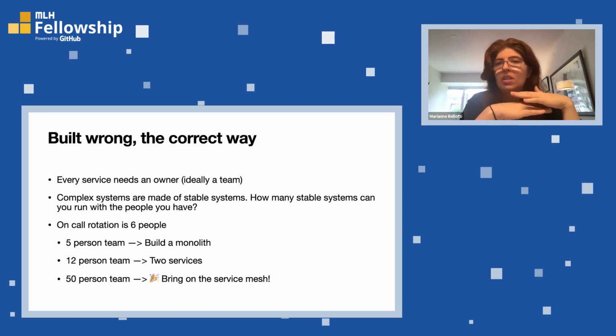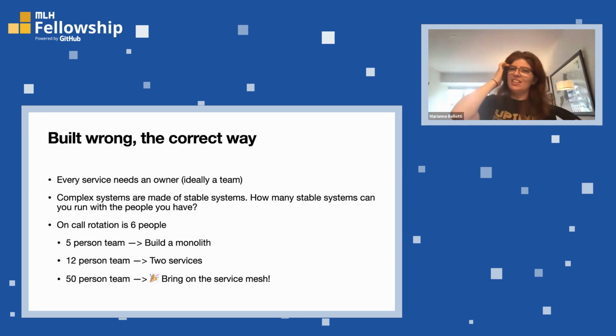If you have a 5-person team, then you're probably going to want to build something that's very tightly coupled and looks like a monolith, because you only really have one stable system that you can maintain. If you have a 12-person team, then you might want to split that up into 2 services, because now you're a little bit bigger. If you have a 50-person team, then now you can start to bring all these complex things like service meshes and all the trappings of distributed computing to the mix, because you actually have the staff on hand to really maintain that and organize it really well.